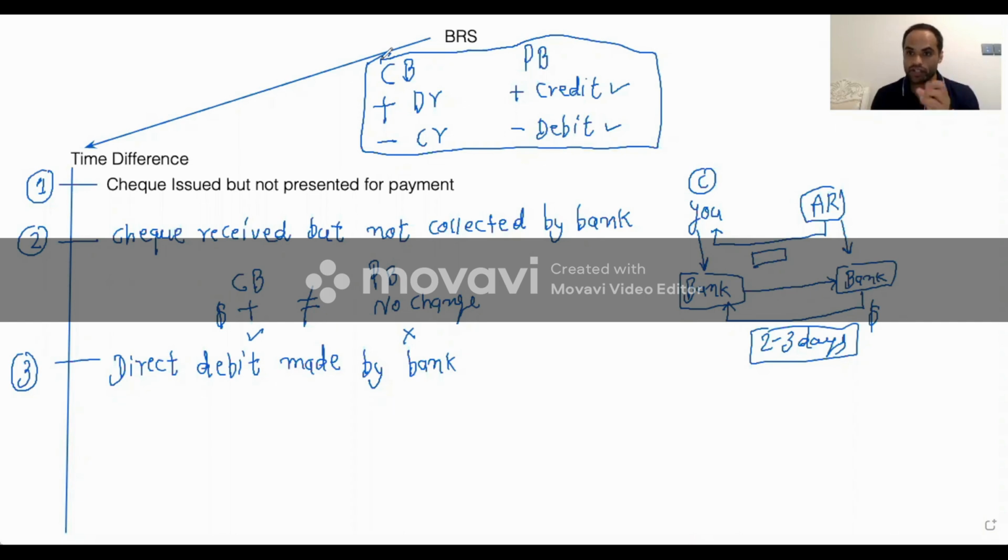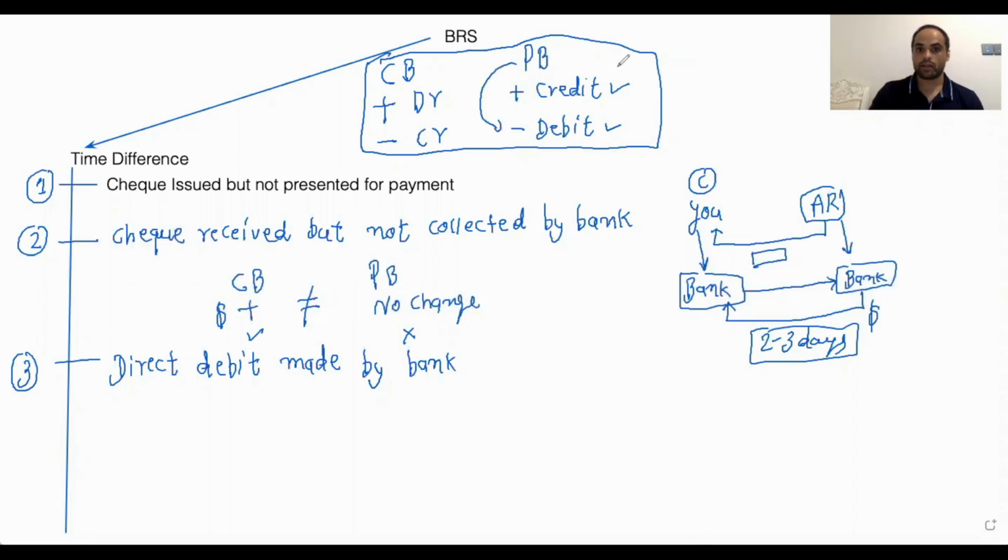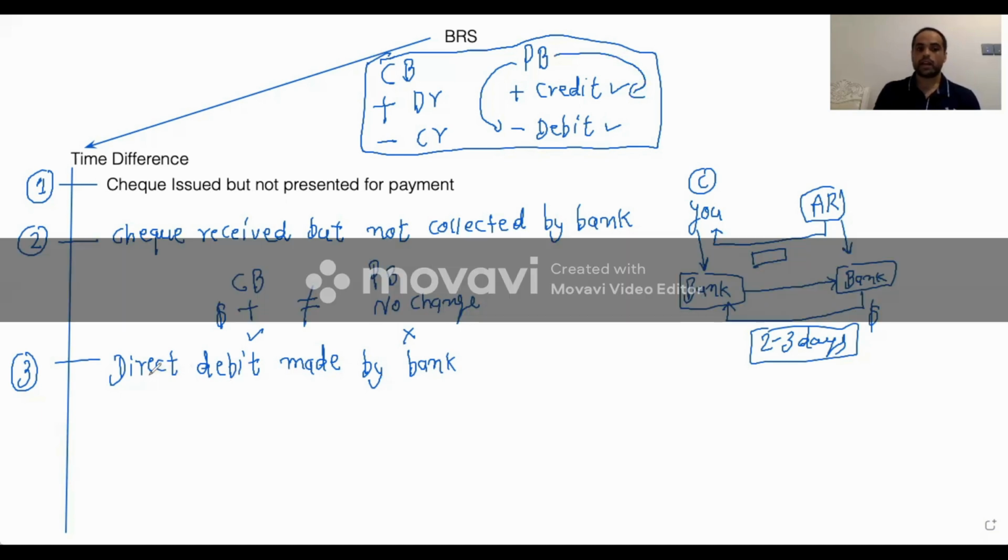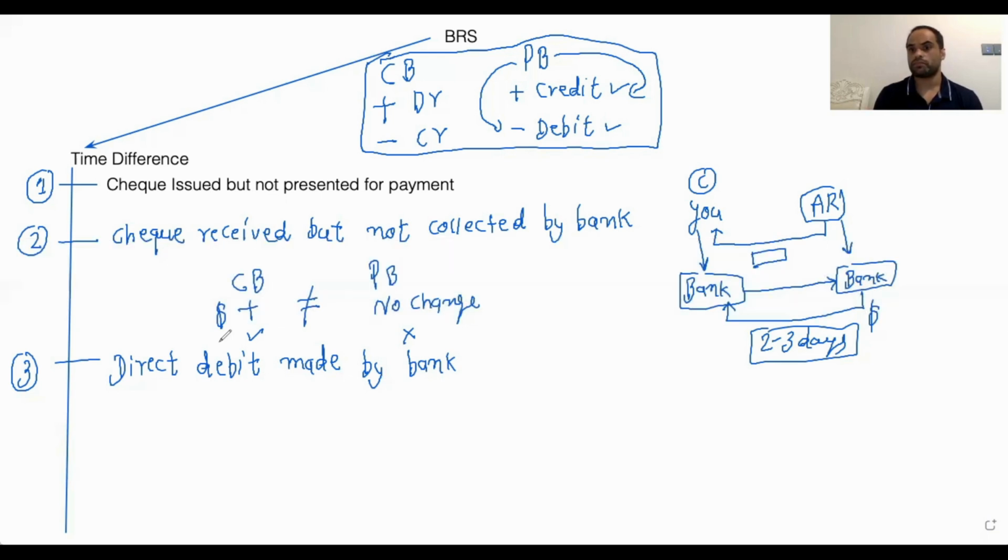So if the question says debit made by bank, means money out. Debit made by bank, money out. Credit made by bank means money in. Remember that, right? So now, it's a direct debit. Direct debit means directly money out from your bank accounts. Maybe interest, or maybe some other kinds of expenses.